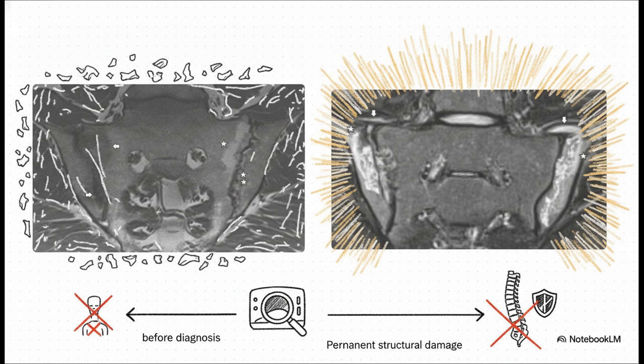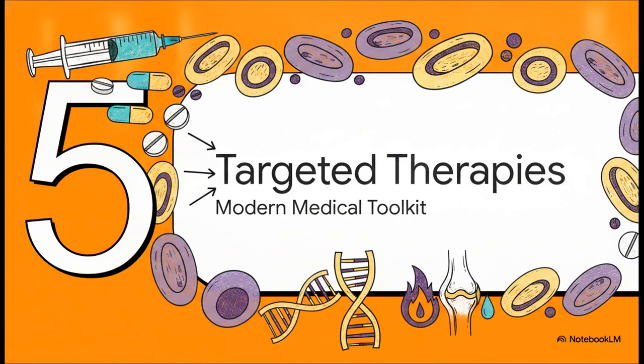That bright white signal you see in the sacroiliac joint isn't bone fusion, it is bone marrow edema. It's active, deep tissue inflammation. Modern imaging like this lets us spot the fire and extinguish it long before the permanent structural damage of a fused spine can ever occur. And extinguishing that fire is what Section 5 is all about: targeted therapeutic interventions. Let's open up the modern medical toolkit.